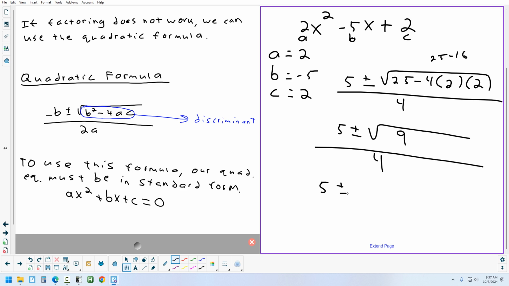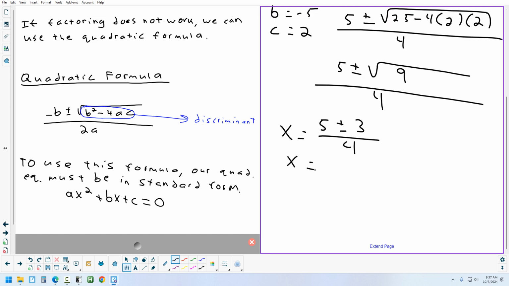A lot of times it might not, right? So if we had the square root of like 10, we'd just stop right there and leave the answer as 5 plus or minus root 10 over 4. But because the square root of 9 simplifies, we're going to go ahead and simplify it.